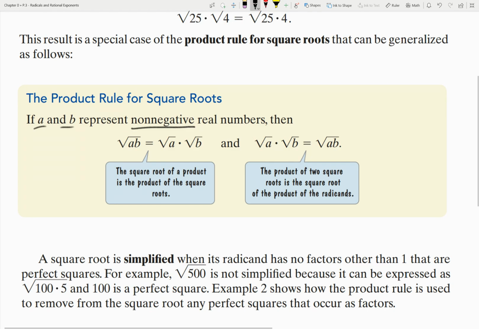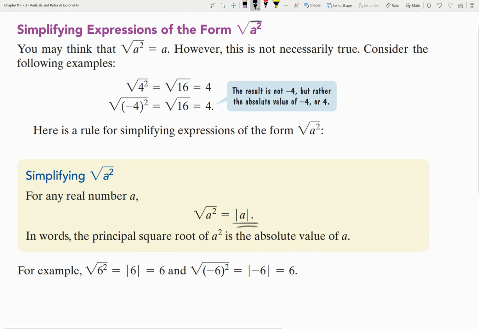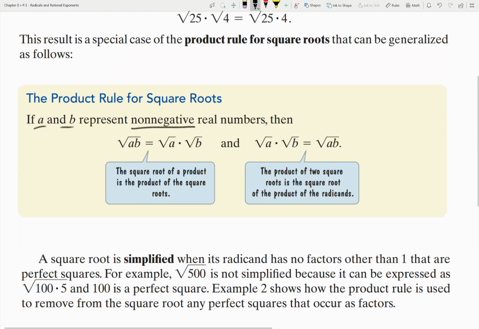So what this is saying is that if we are going to use the product rule, the stuff underneath the radical sign must be two positive numbers, or 0, so two non-negative numbers. What that will really do is eliminate this situation right here, where we need to worry about an absolute value sign, because we're starting with two positive numbers. We're not starting with a negative number, okay?